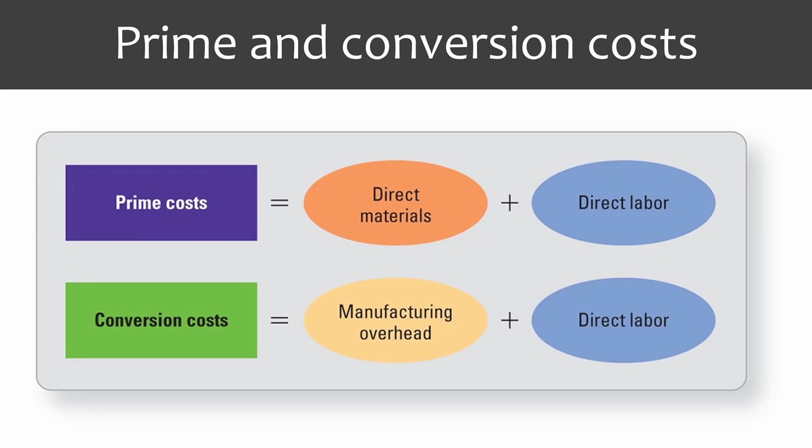Then we have conversion costs. Those are the costs of converting the raw materials into finished goods. So that would be manufacturing overhead and direct labor. We cannot add prime costs to conversion costs because it would double count direct labor. So these are two independent definitions of cost.